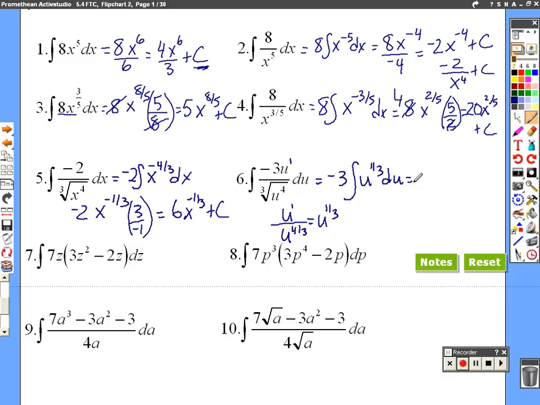Okay. So my negative 3 is still there, constant multiple rule. Add 1, so that's 2/3. Divide by my new power, so that's 3 over 2. My negative 3 times 3 multiply. I've got negative 9 over 2 u to the 2/3 plus c.